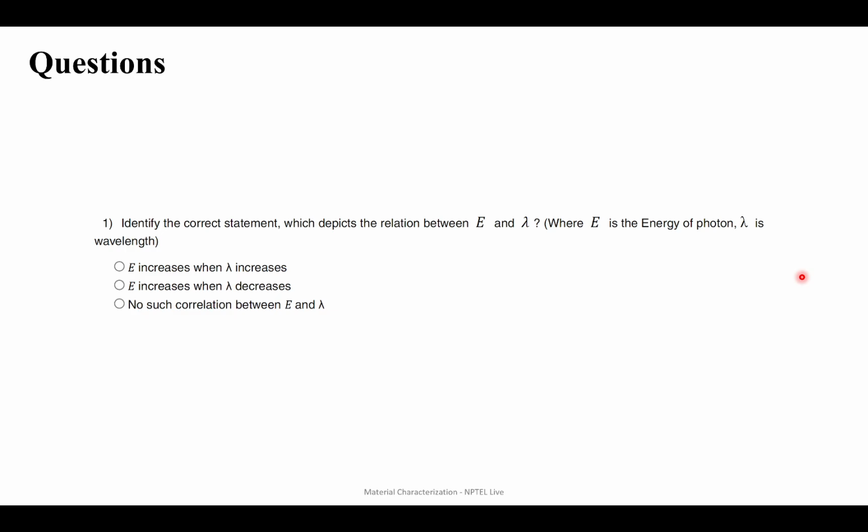That is correct. The answer is E increases when lambda decreases. The formula for energy of photon is E equals h nu, where h is Planck's constant and nu is the frequency of the photon. And nu can also be written as c by lambda. So E can be written as hc by lambda. So if lambda decreases, then E increases.